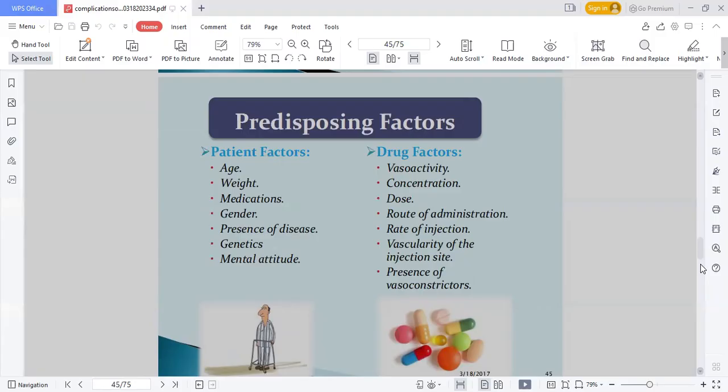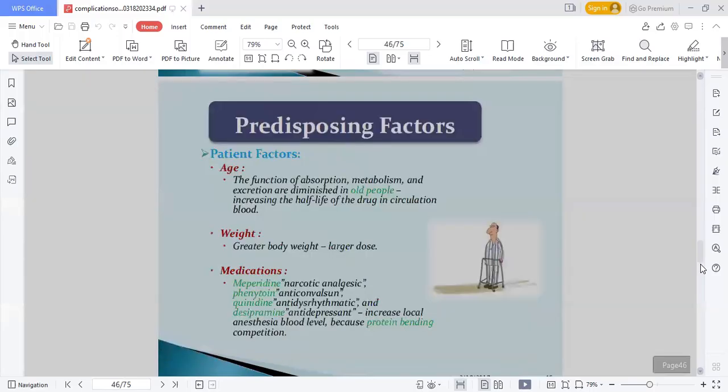Patient factors include age, weight, medications, gender, presence of disease, genetics, and mental attitude. Drug factors include vasoactivity, concentration, dose, route of administration, rate of injection, vascularity of the injection site, and the presence of vasoconstrictors. Coming to the patient factors in detail, age.